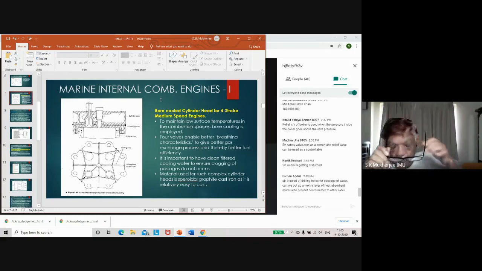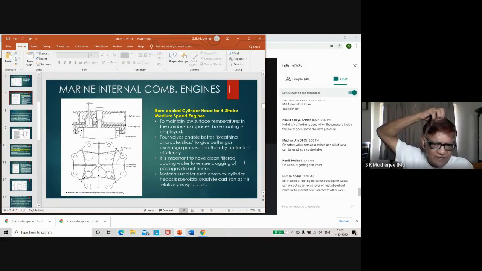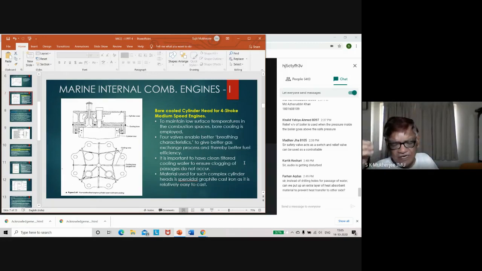All right. It is important to have clean, filtered cooling water to ensure clogging of passages does not occur. Now, where bore cooling is employed on board the ship, a little more care has to be taken regarding the coolant, that means the water which is used for circulation. Now, more often than not, there will always be accumulation of sediment inside the tank which is holding the cooling water. It comes from rust, from the dust, and then oxidized particles which are in the engine room. So, cooling water can get dirty.